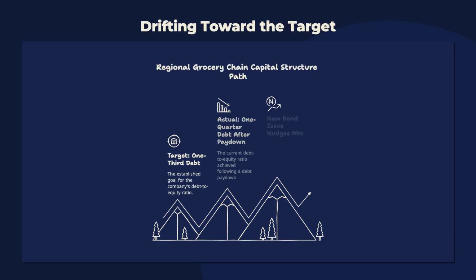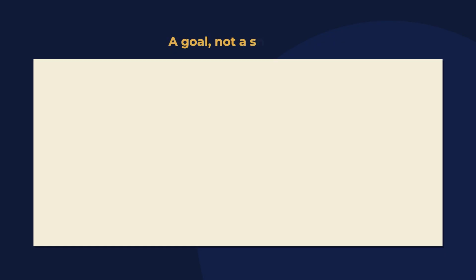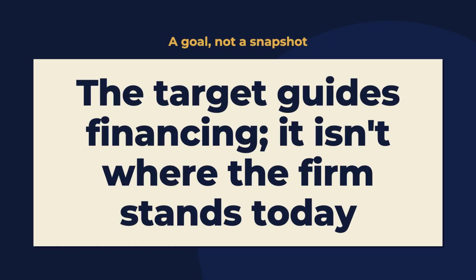Picture a grocery chain targeting one-third debt. After strong cash flow, it pays down loans and drifts to one-quarter debt, below target. When it next funds a distribution center, it issues a bond instead of stock, nudging the mix back up. The target is a forward-looking goal management can revisit, not a permanent rule or a description of today's actual mix. Whenever a scenario describes a stated long-run intention the firm steers toward, that's the target capital structure at work.